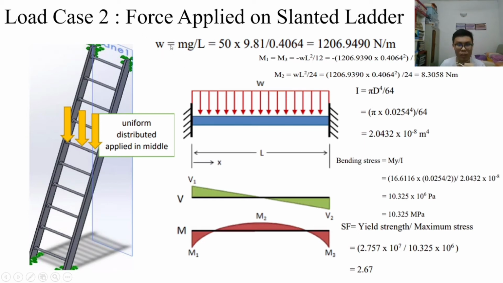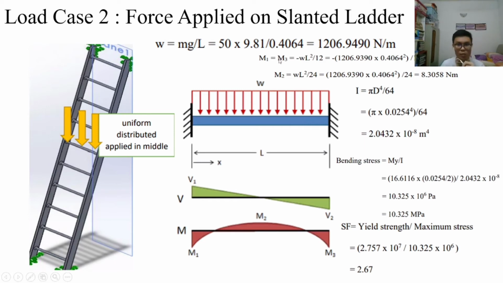To calculate the uniform distributed load, it is mg over L, which is the mass times the gravity acceleration over the length of the beam of every step of the ladder. So we get 1206.9490 Newton per meter.